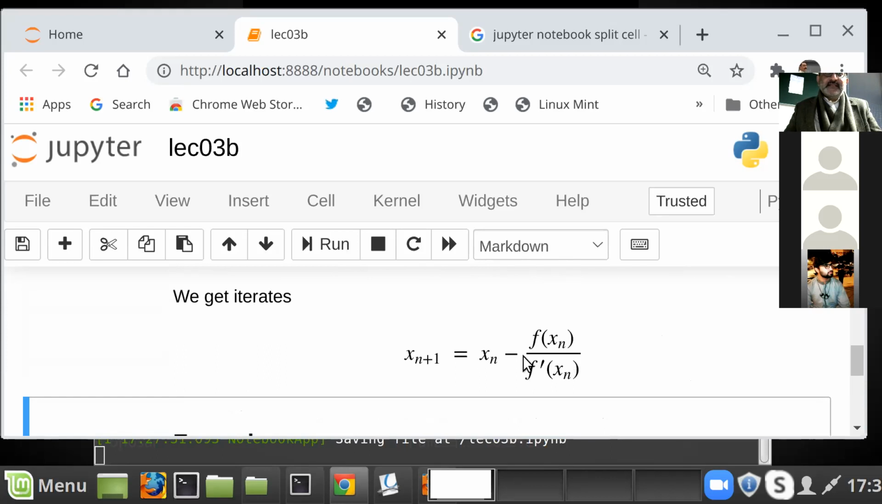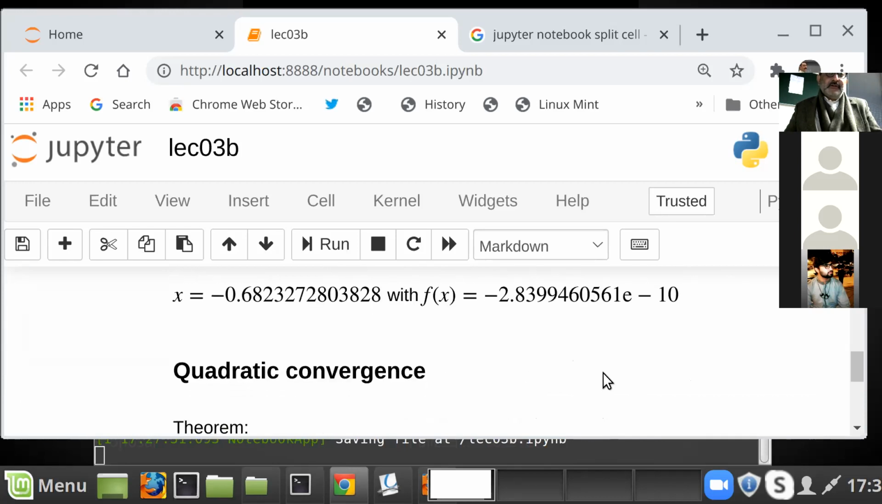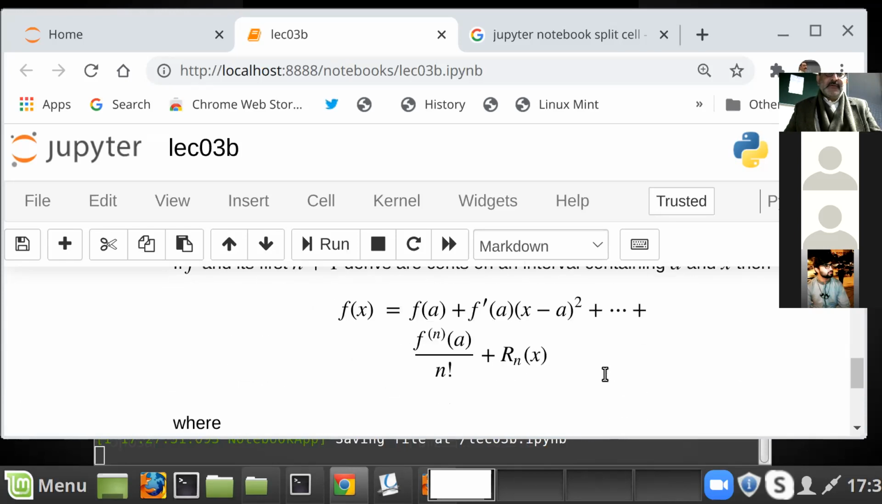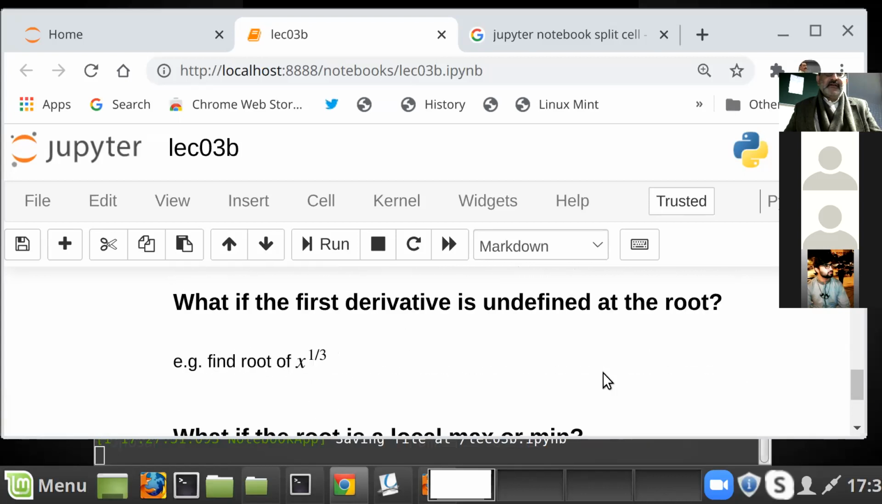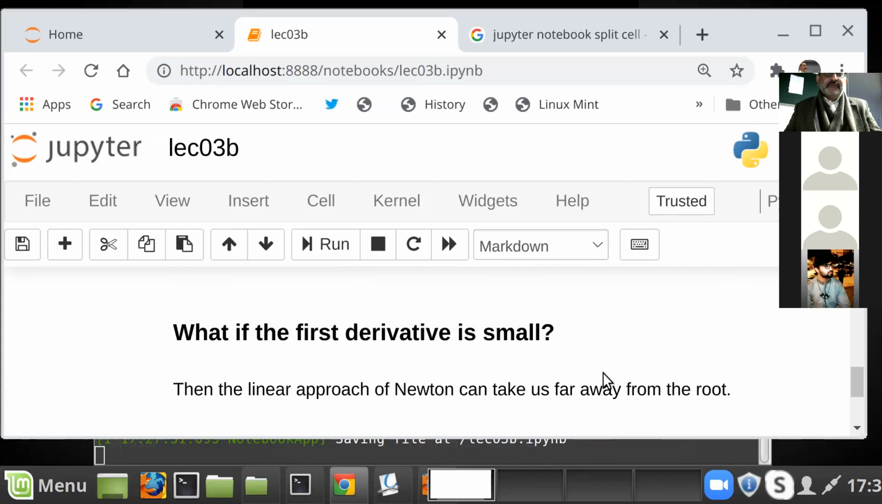We've got x_n minus f of x_n over the first derivative at x_n. But the first derivative is really small, so you could be subtracting off a really large number. You know, 1 over a very small number is a very large number. And so you could end up taking too big a step and ending up very far from the root. Okay?